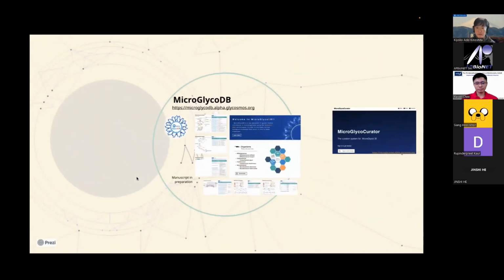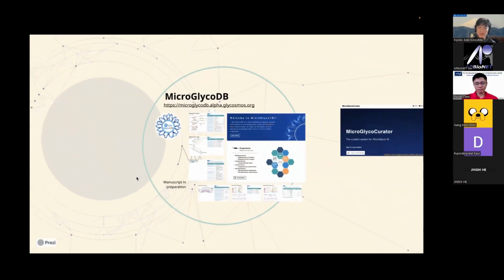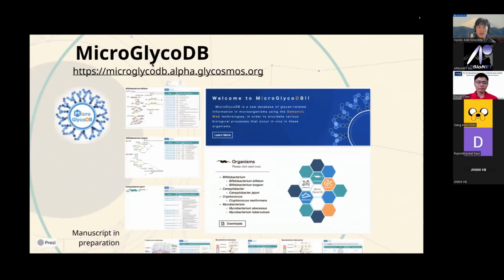So there's a little bit of time left. I want to quickly mention that we're not only working on the Human Glycome. HGA is of course human, but I've also been interested in microbial glycans. So we've been developing a database called MicroGlycoDB. It's in the alpha stage right now, but we're working on the publication for releasing it. It's also linked with Glycosmos. Basically, it's a database of glycan-related information in microorganisms using the semantic web.